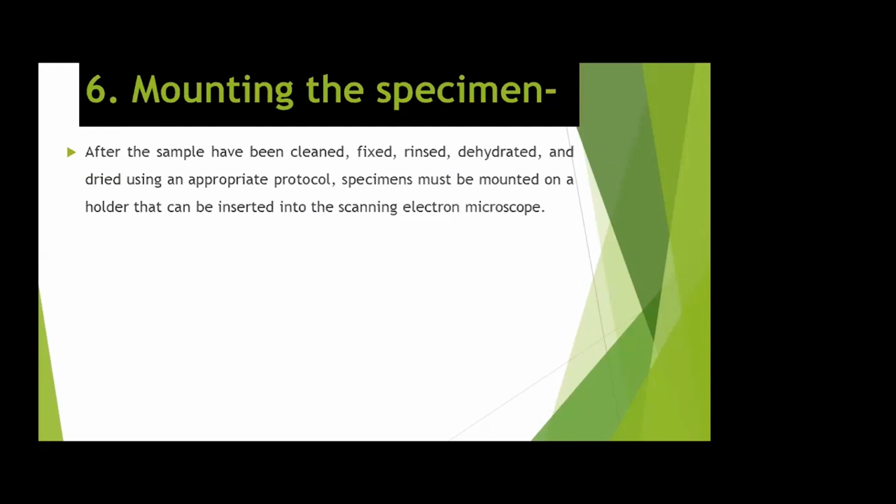After these procedures of cleaning, fixation, rinsing, dehydration and drying, according to the appropriate protocol, specimens are to be mounted on a holder that can be inserted into the scanning electron microscope. The samples are typically mounted on a metallic holder, which is called a stub. Usually an aluminium stub is used.